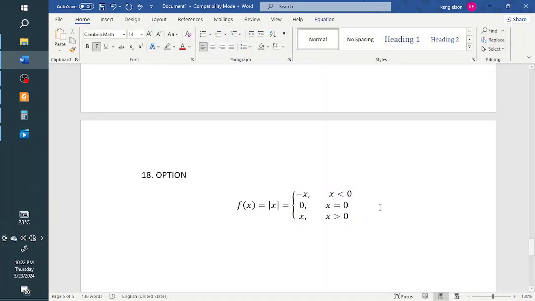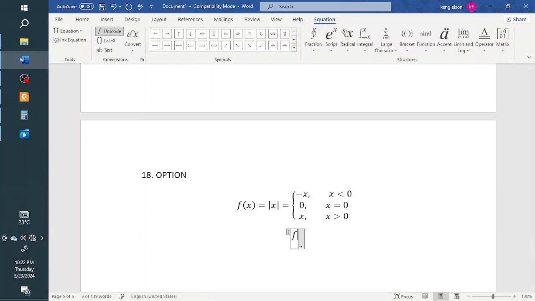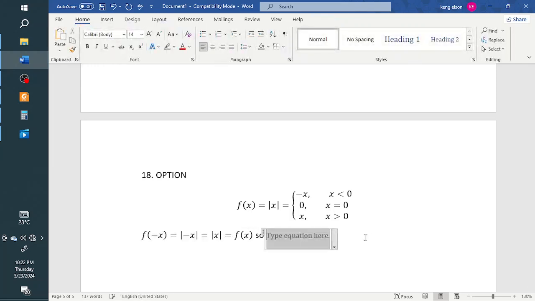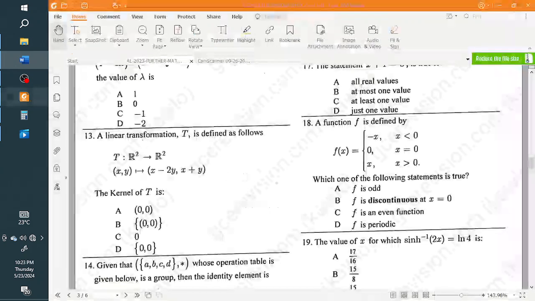Now, knowing fully well that this is a building block of this definition, let's look for f of negative x. f of negative x is the absolute value of negative x, which is equal to the absolute value of x, which is equal to f of x. So you see that f of negative x is equal to f of x, so the function is even. So f is even. Alright, so option A is wrong.